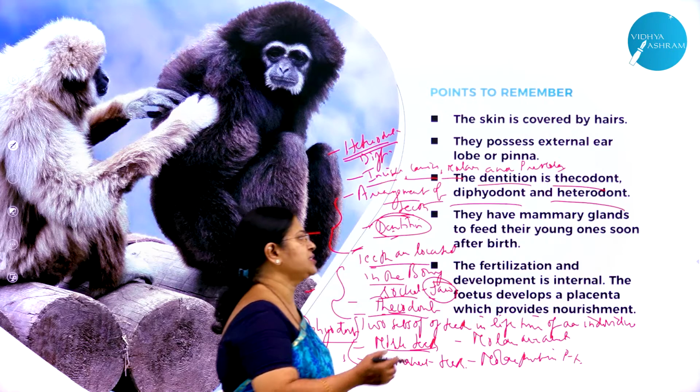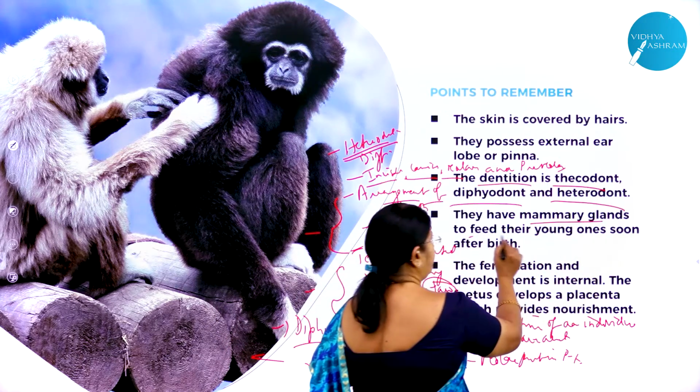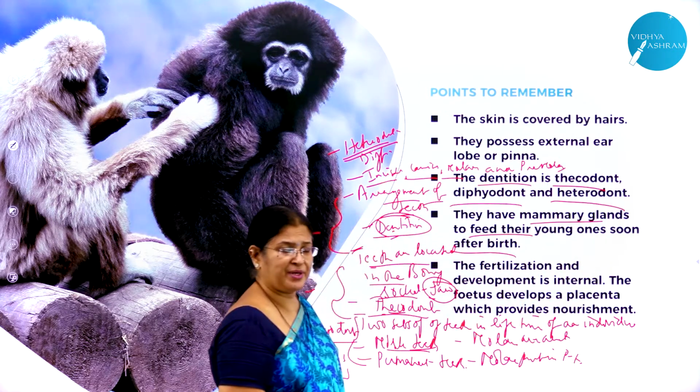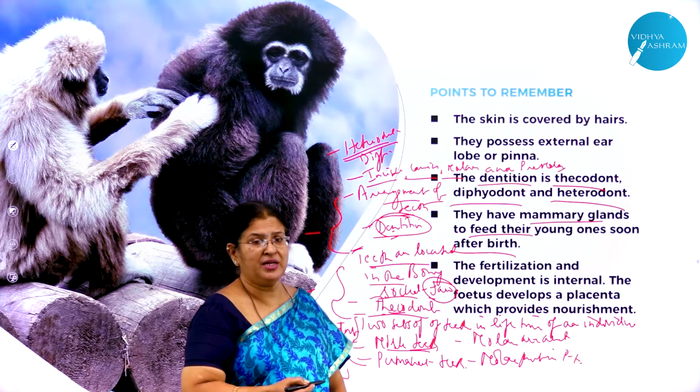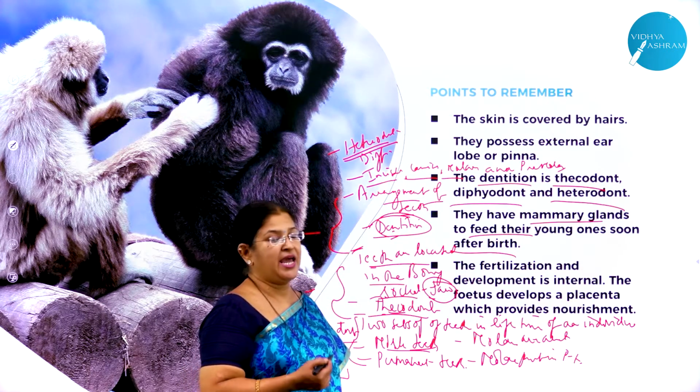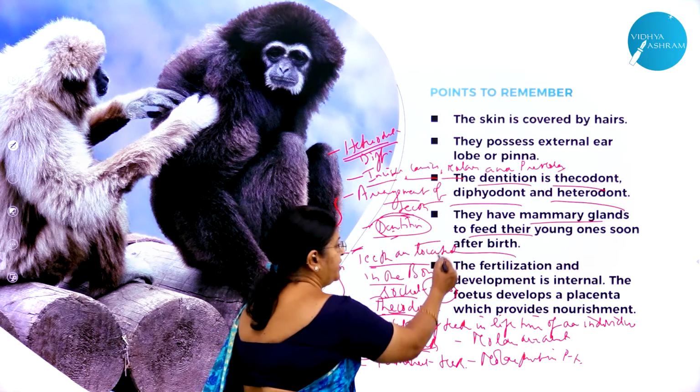Next, very important is what? They have mammary glands to feed their young ones soon after their birth. So the young ones are fed with the milk that is produced by the mammary glands, hence the name mammals. Very important.